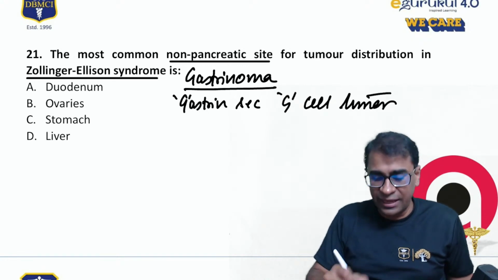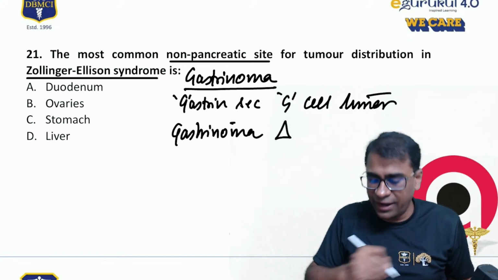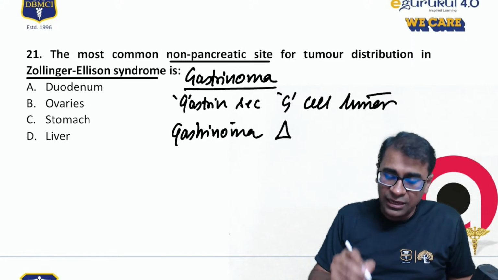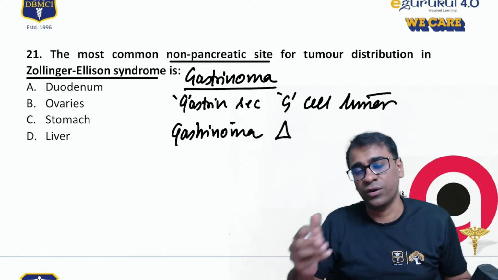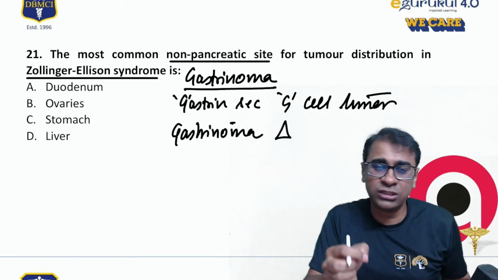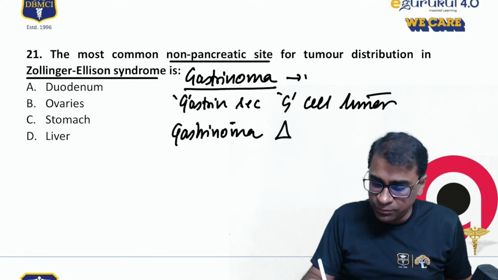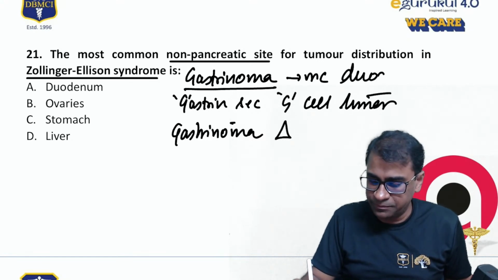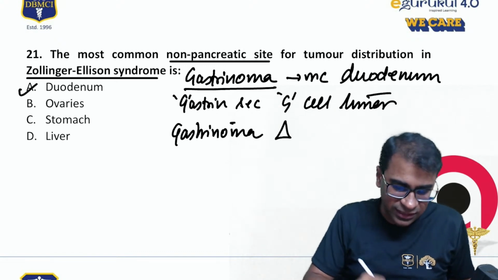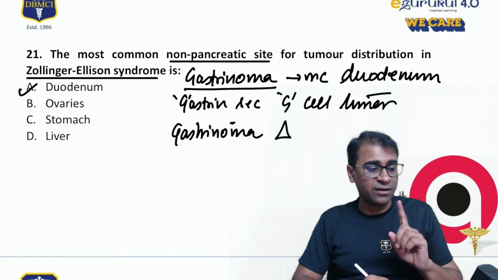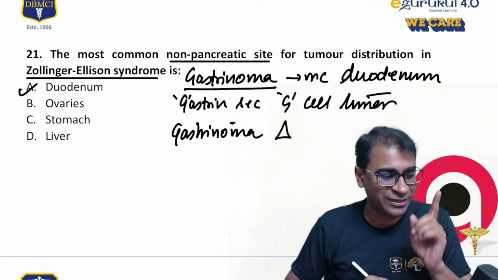And where does it occur? In the gastrinoma triangle, right? And if you talk about gastrinoma, the most common site of gastrinoma is what? See, if the question is the most common site of gastrinoma, it should be the duodenum. So the answer here is simply duodenum, not the stomach. The most common site of gastrinoma is duodenum, not stomach.